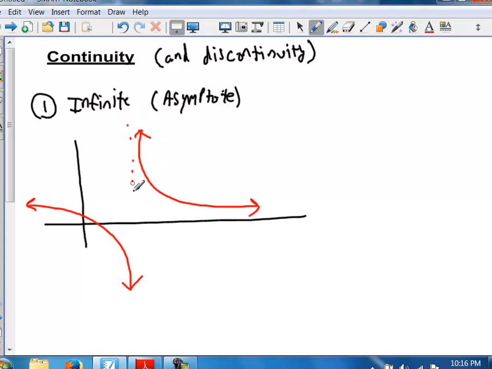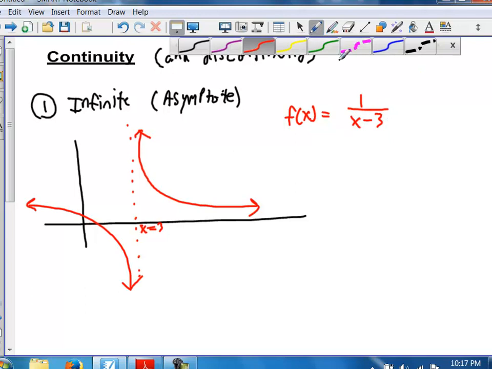And then we've got a dotted line here, and we'll make this x equal to 3. I didn't draw a great graph here, but let's just say this is the graph f of x is equal to 1 over x minus 3.